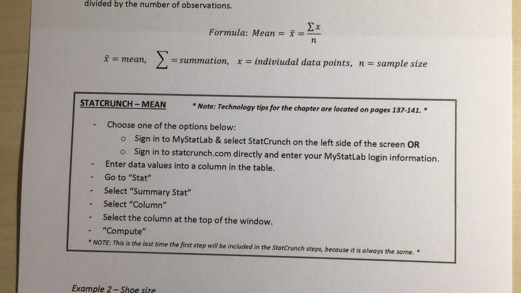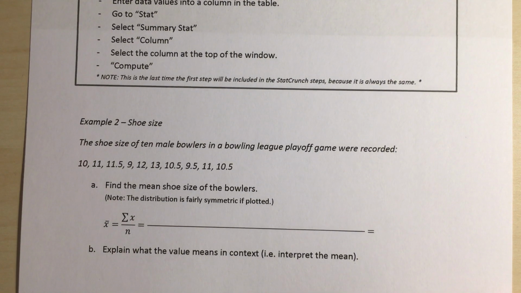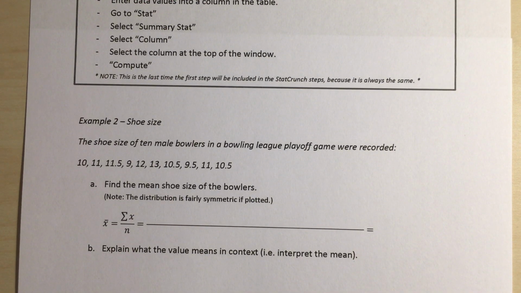All right, in this particular case, for this first example, we're just going to walk through this one by hand. Right, so the shoe size of 10 male bowlers in a bowling league playoff game were recorded. And the sizes are listed: 10, 11, 11.5, 9, 12, 13, 10.5, 9.5, 11, and 10.5. Find the mean shoe size of the bowlers.